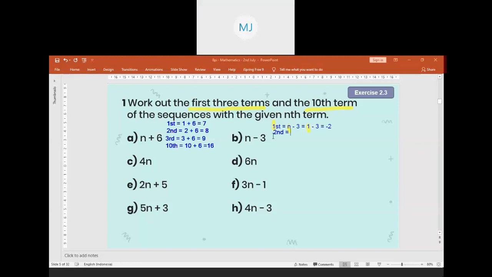Sorry? Is it 1? It's negative 1. Yes, negative 1. For the third term, 0. Okay. What about the 10th term? 7. Yes, it will be 7. Is there anyone confused so far? Is there anyone still confused? No one is confused, really?